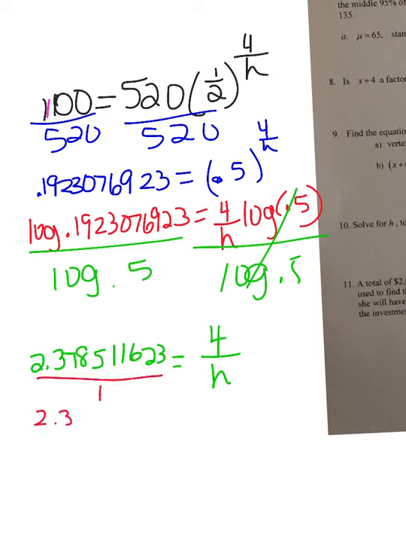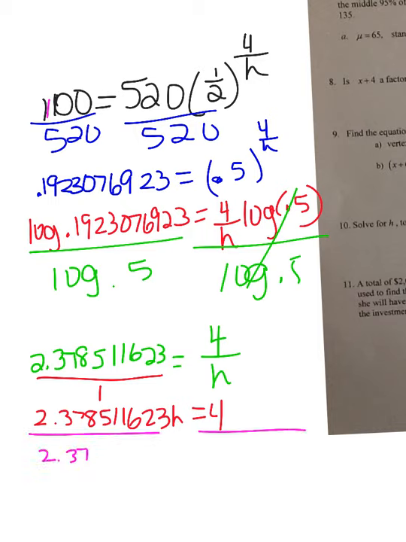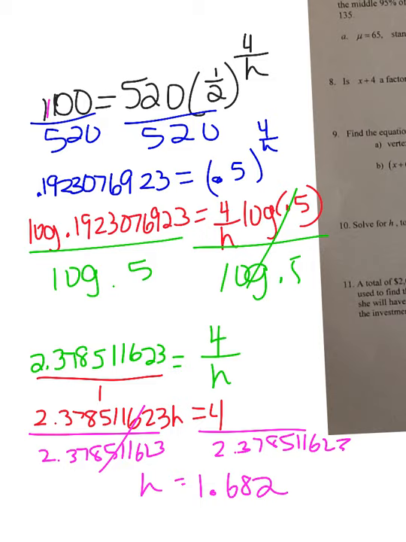So I have 2.378511623 h equals 4. Remember, I'm solving for h, so divide both sides by 2.378511623. So it's 4, put in your calculator, divided by that decimal. And we're going to round to the nearest thousandth. That's 3 decimal places, 1.682.